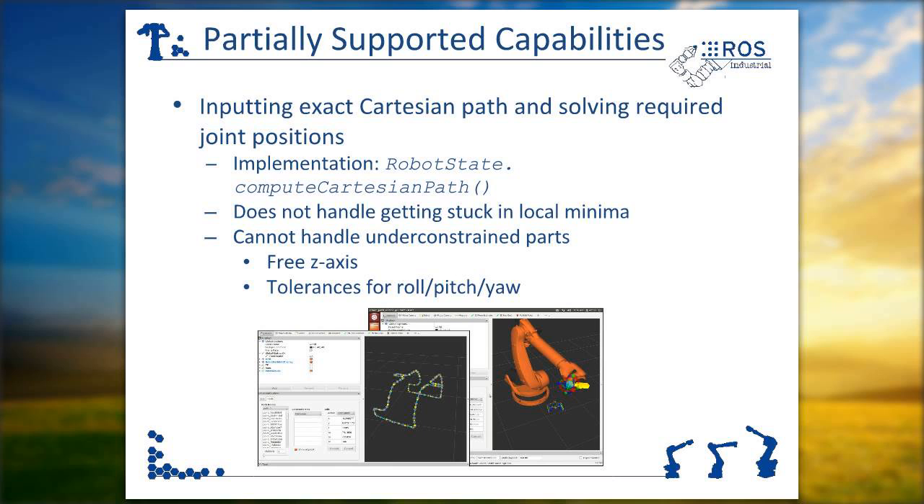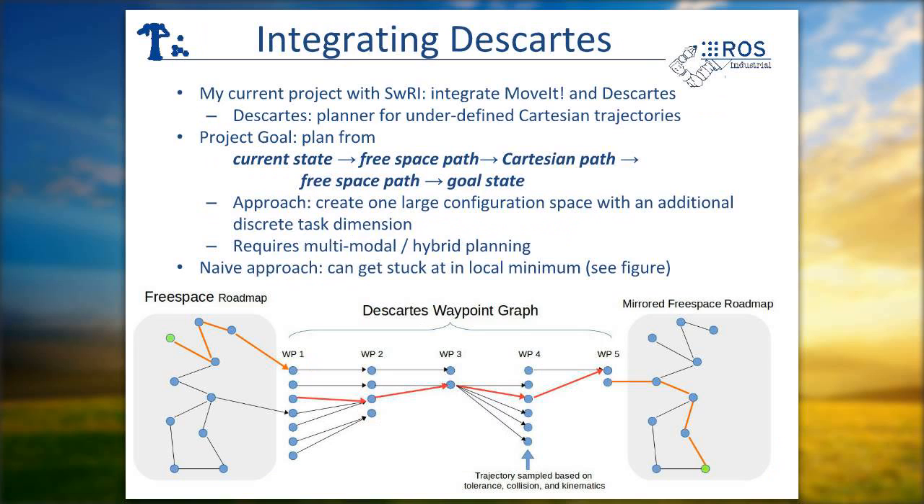And it also can't account for things like having the z-axis of your end effector free, so if you don't care about the rotational part of your grip, or variable tolerances in roll, pitch, yaw. Which is what you guys are probably presuming I'm hinting at: Descartes. That's a better solution to this that ROS-Industrial has been working on. So this is a big area that needs better support in MoveIt. It's actually a project that Sean and Paul have been working on, on behalf of SWRI and NIST and ROS-Industrial: doing Cartesian paths with dual arms.